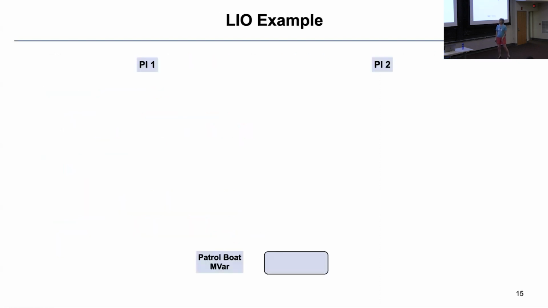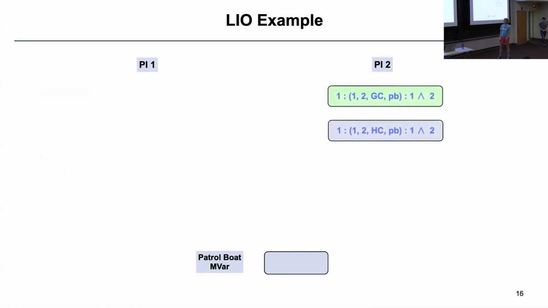Okay, so let's imagine that player interface 1 has shared all the cells of its board with player interface 2. There are only 2 cells of the patrol boat here, but imagine all the different cells are being shared, and all the other ones are there as well.